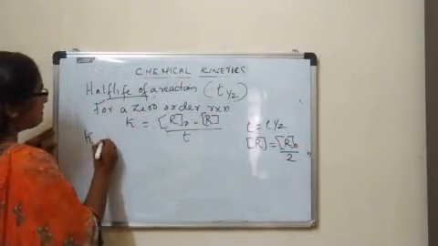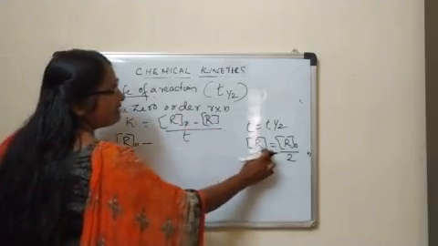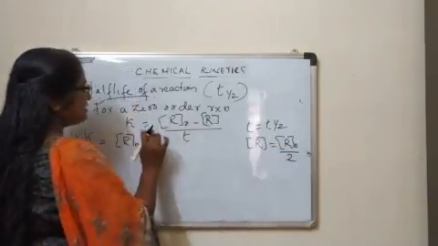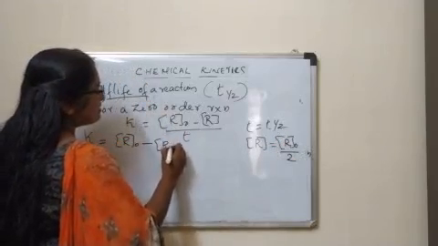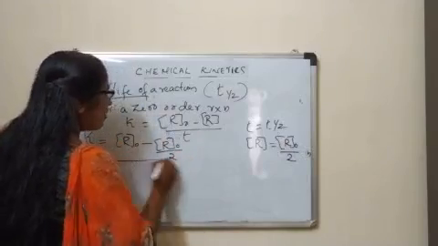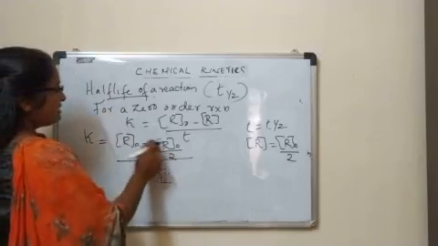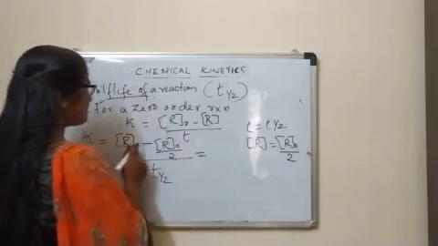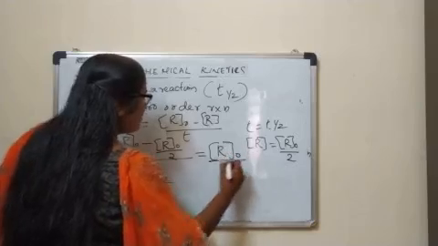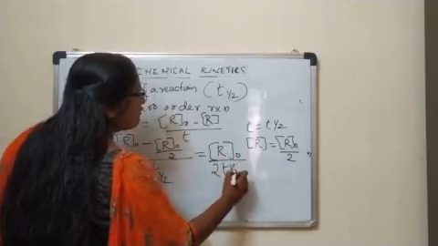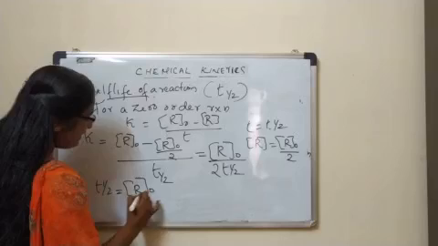So substituting this, we can write k is equal to R0 minus, instead of R, we write the concentration at time t equal to t half for the reactant, that is R0 by 2, whole divided by t, where instead of t the time is t half. So taking LCM and solving, we get 2R0 minus R0 equal to R0 divided by 2 into t half, or we can write t half is equal to R0 divided by 2k.